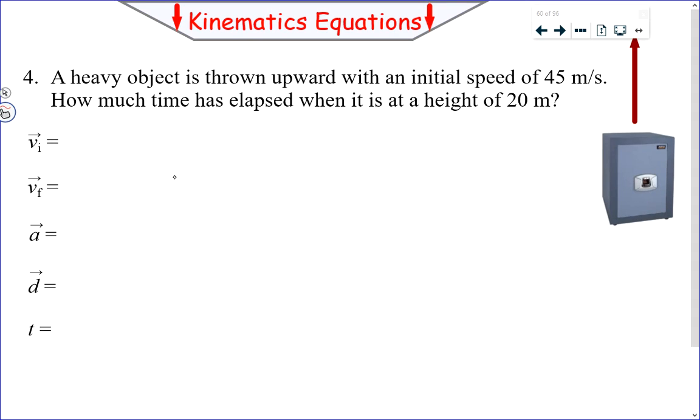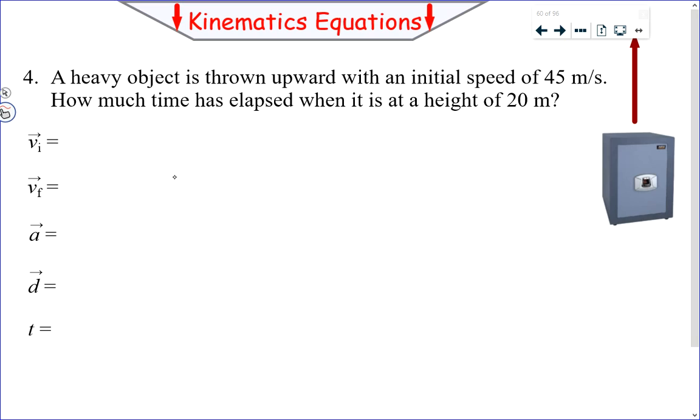A heavy object is thrown upward with an initial speed of 45 meters per second. I know that's kind of cartoonish. Nobody's going to throw a safe in the air upwards at 45 meters per second. That's pretty fast, and the safe is pretty heavy. How much time has elapsed when this object is at a height of 20 meters?